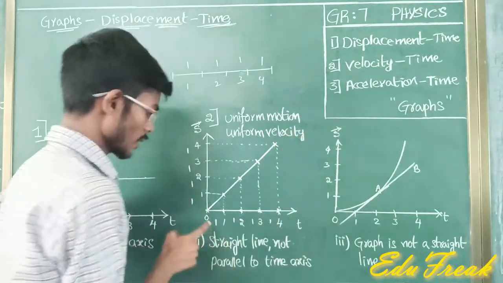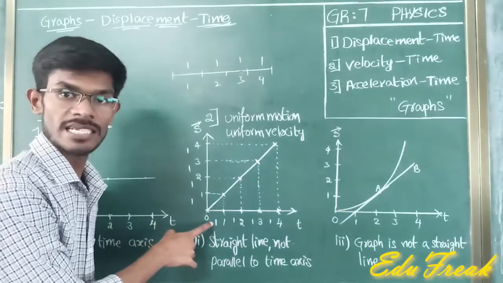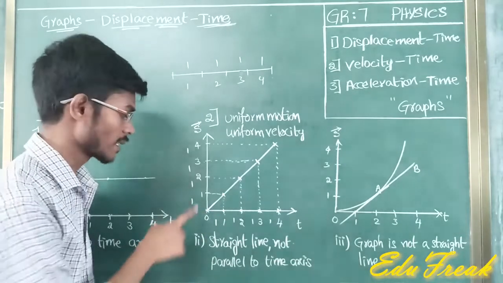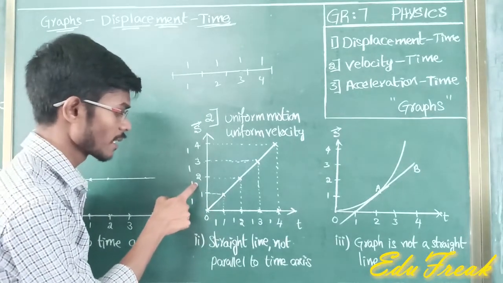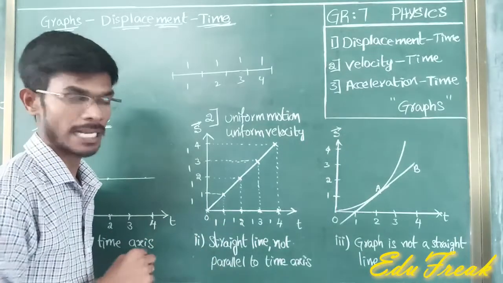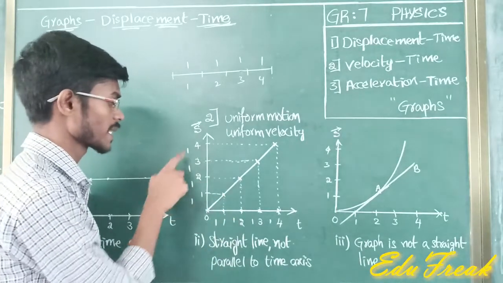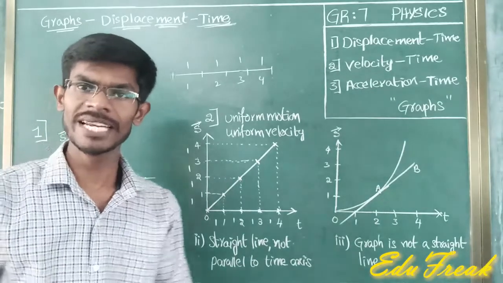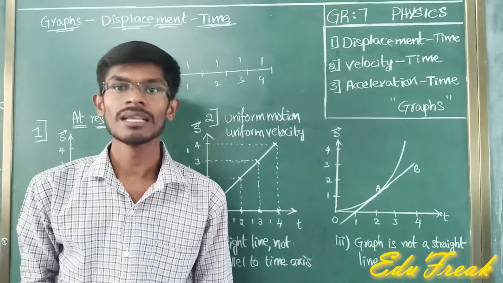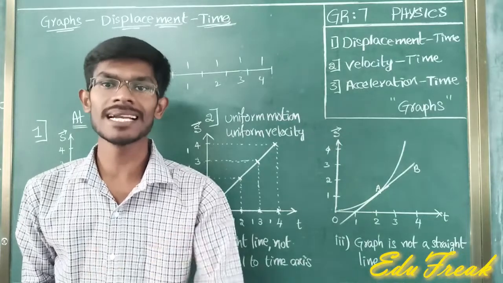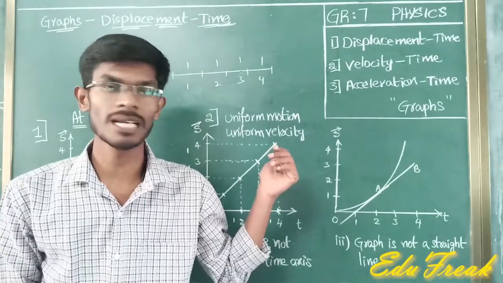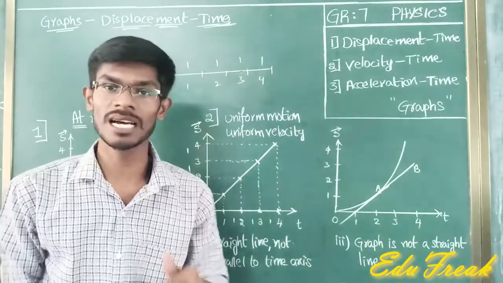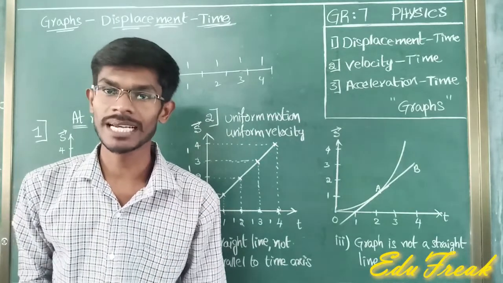See, observe here, this is displacement, this is time taken, 1 by 1 meter per second. For this interval if we consider, 1 by 1 meter per second. Here also 1 by 1 meter per second. Here also 1 by 1 meter per second. Means at every instant of time the velocity is maintained constant, and we will call it uniform velocity.